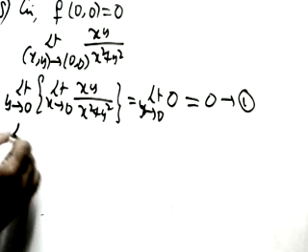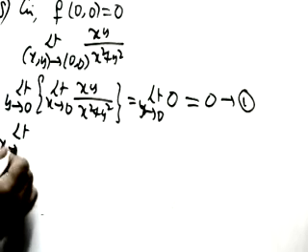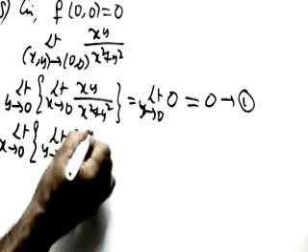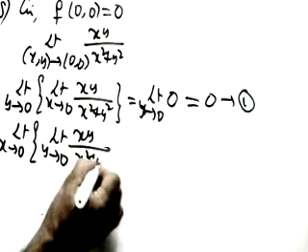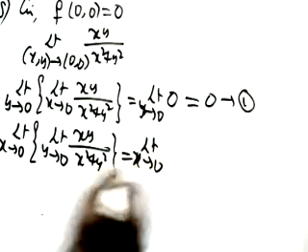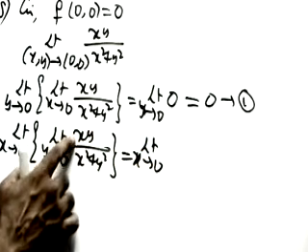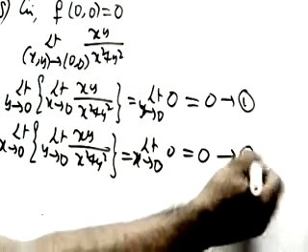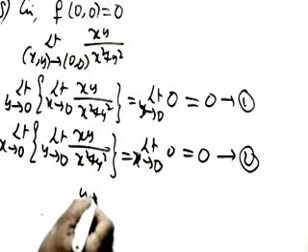So let me interchange the order. Let me write like this: limit x tends to 0, limit y tends to 0, xy by x square plus y square. Here also you get 0. If y is 0, 0 into a number is 0, and 0 by x square is 0. So this value is also 0, note this as 2.